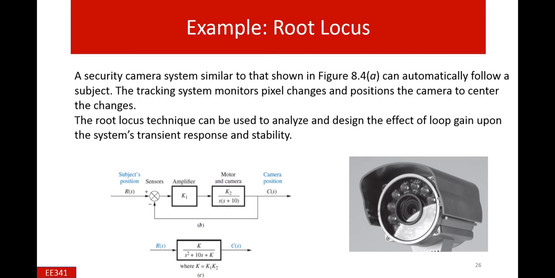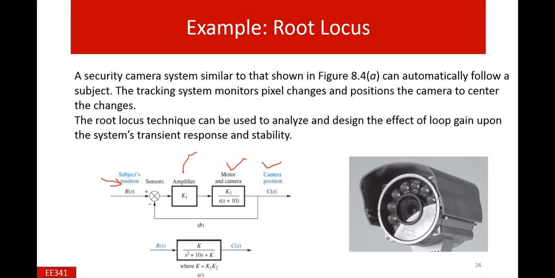And here we have an amplifier, which is K1, and the monitor and camera whole system, which is something like a motor-based system, and its transfer function is equal to K2 divided by S times S plus 10. So the input is the position of the object and the output is the position of the camera. The closed loop transfer function is like this, where K is equal to the product of K1 and K2, which are constants.